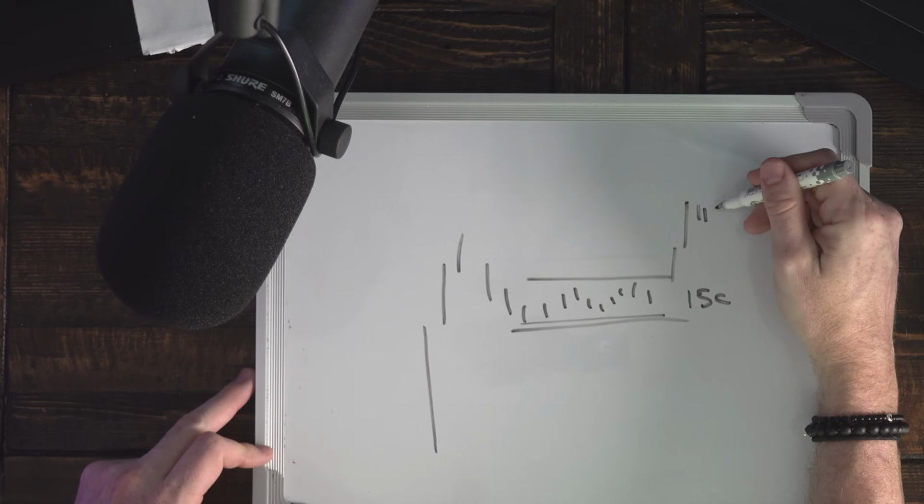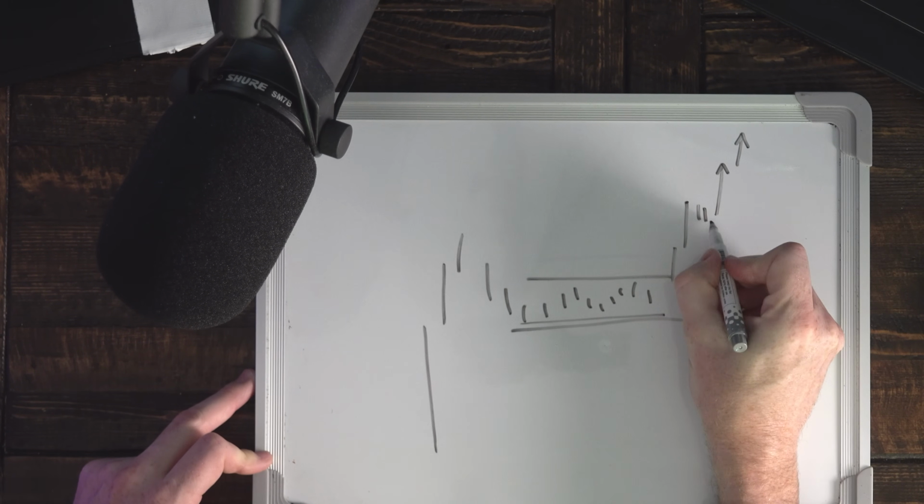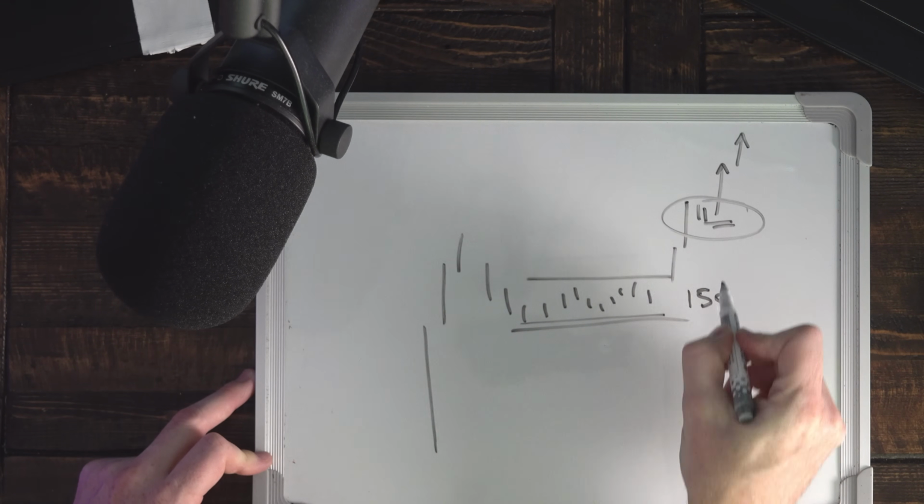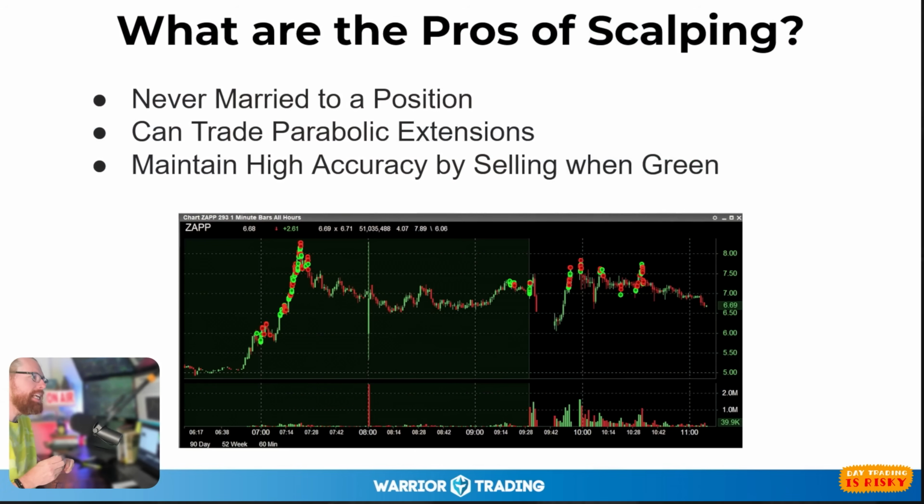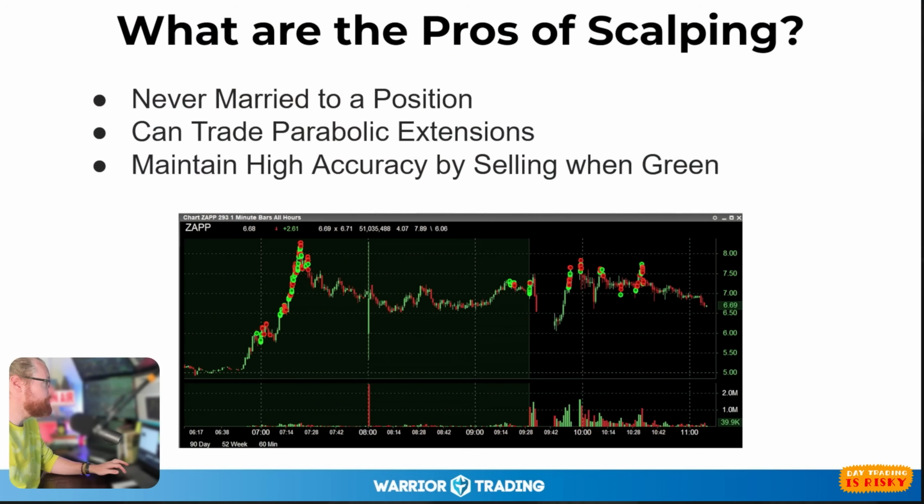And then you take a little micro pullback for the next leg up. Now, someone who's taking a huge position probably wouldn't feel comfortable buying up here. But for scalp traders who are jumping in and out of the market with often relatively smaller positions, that's a perfectly reasonable place to take a trade. So you can participate in those areas. I also feel like, as I indicated, there's a big benefit to maintaining high accuracy by selling when you're green. Now, I know a lot of traders will struggle with having winners that are really small and losers that are too big, and that is one of the cons of scalp trading.